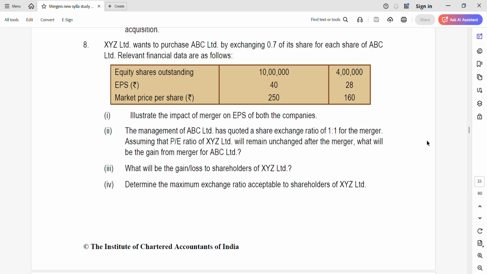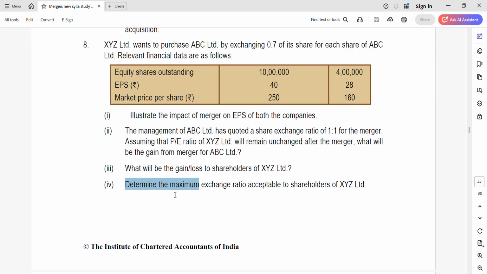It was asked in December 2021, and a similar question was asked in May 2019, but December 2021 was a straightforward question. Many candidates will be able to get at least the first three parts easily, but the real catch is: determine the maximum exchange ratio acceptable to shareholders of XYZ Limited. Apart from that, it's a fairly straightforward question. With a bit of application, it will be solved.